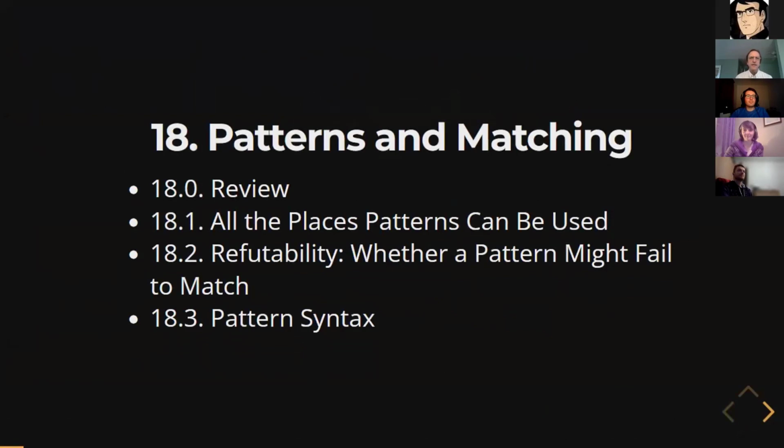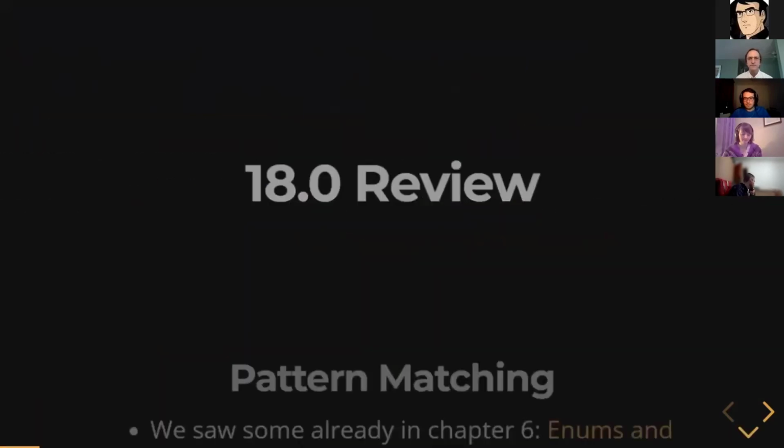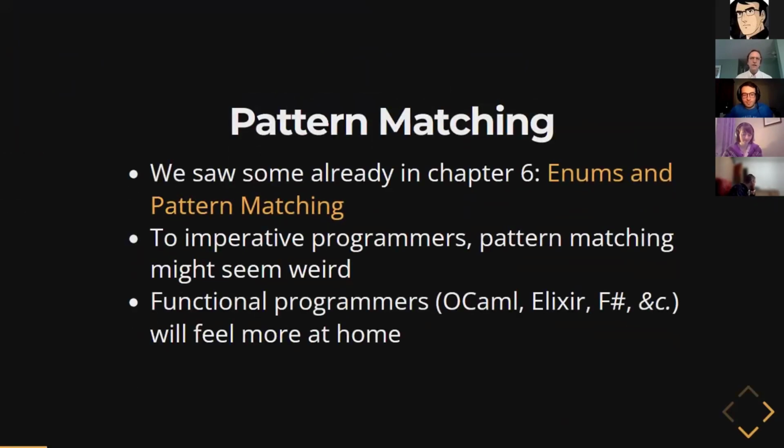So, chapter 18 is patterns and matching. The book divides it into three sections: all the places patterns can be used, refutability, whether a pattern might be able to match, and pattern syntax. And I've added a sort of review section at the beginning, because we already saw some pattern matching back in chapter 6, so some of this we can look at again.